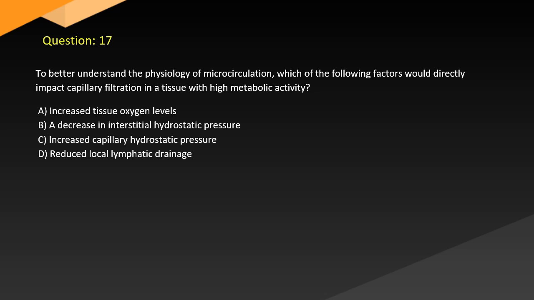Question 17. To better understand the physiology of microcirculation, which of the following factors would directly impact capillary filtration in a tissue with high metabolic activity? A. Increased tissue oxygen levels. B. A decrease in interstitial hydrostatic pressure. C. Increased capillary hydrostatic pressure. D. Reduced local lymphatic drainage.